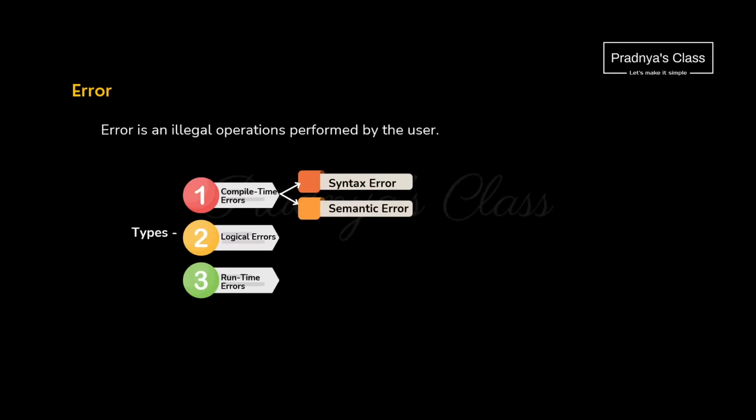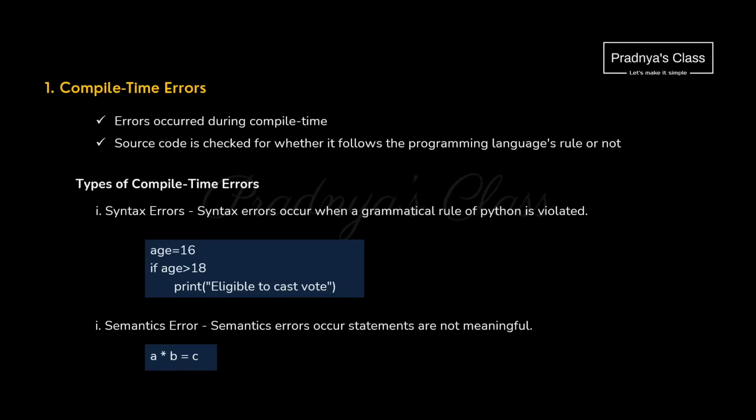We will discuss types of error. There are 3 types of error: compile time errors, logical errors, and runtime errors. Compile time errors are again divided into 2 types: syntax and semantic errors. What is an error? It's an illegal operation. From the name itself, we can understand what a compile time error is. These are the errors which are generated at the time of compilation.